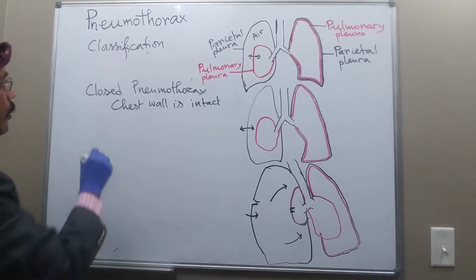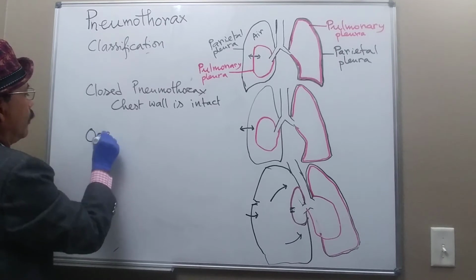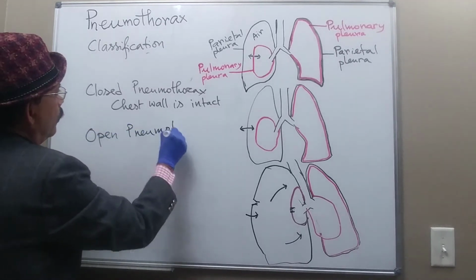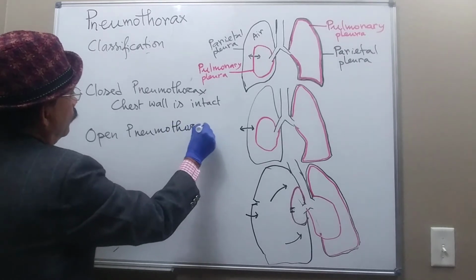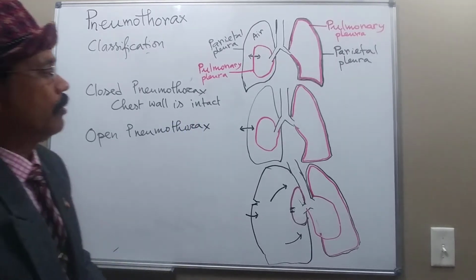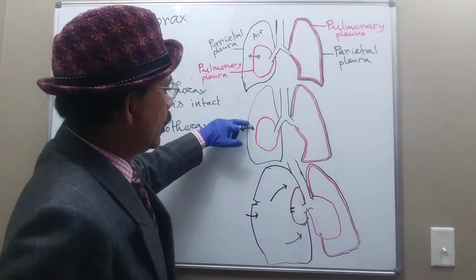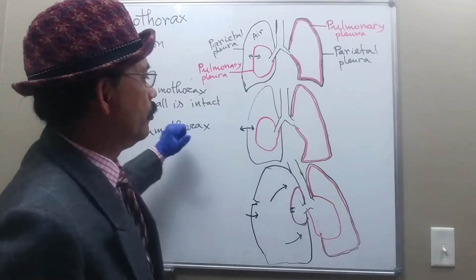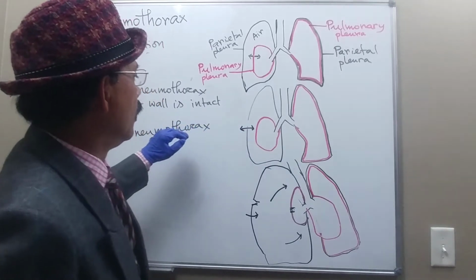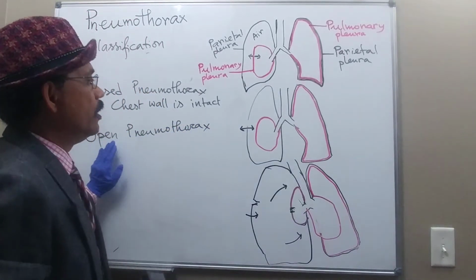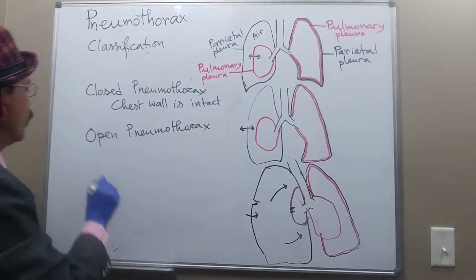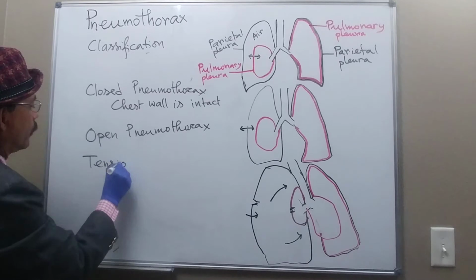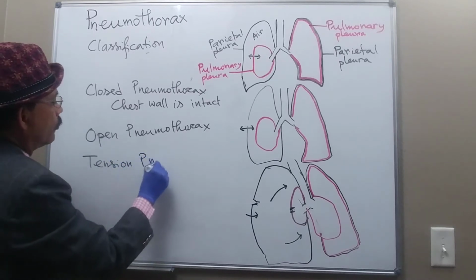Then it may be open pneumothorax. In that condition, what will happen? The chest wall has some defect, so air gets in and out during inspiration and expiration. So that is open pneumothorax. We'll add one more, that is tension pneumothorax.